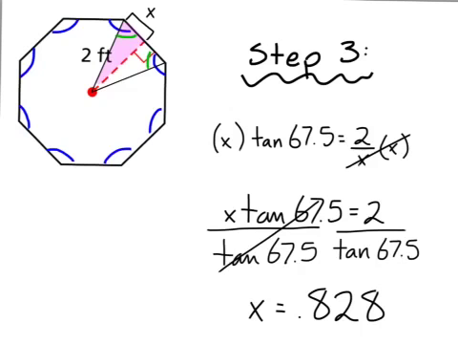In step 3, we're going to start to solve for the perimeter of this heptagon. So first we need to find the measure of x in this tiny pink triangle that I've highlighted here. We know that this dotted red line equals 2, and we know that this green angle equals 67.5. So then we realize that we can use tan to solve for x. So we do tan 67.5 equals 2 divided by x, solve that out, and you get that x equals 0.828.